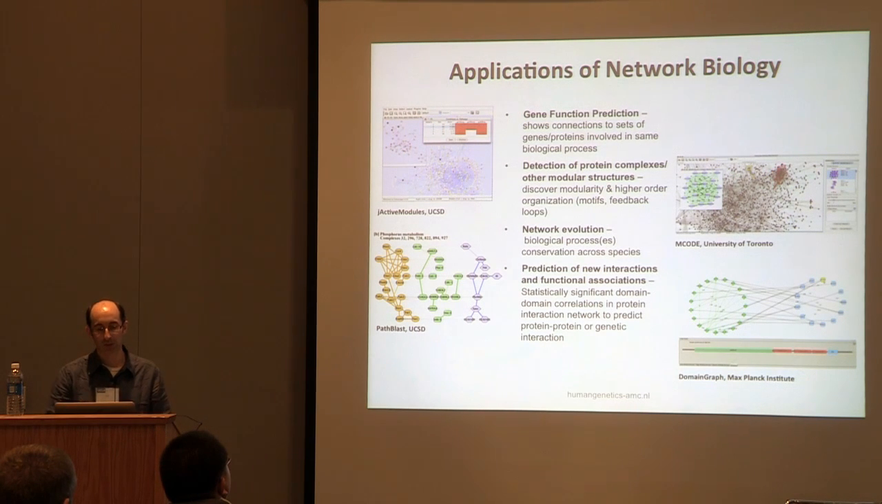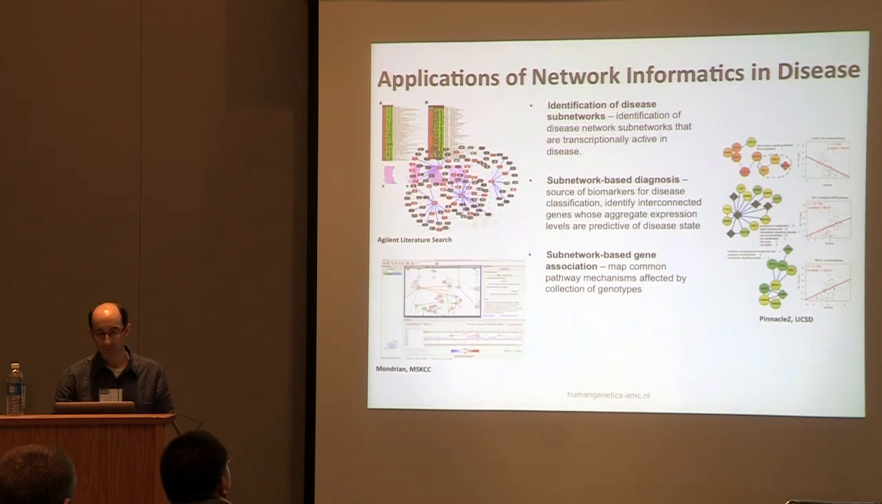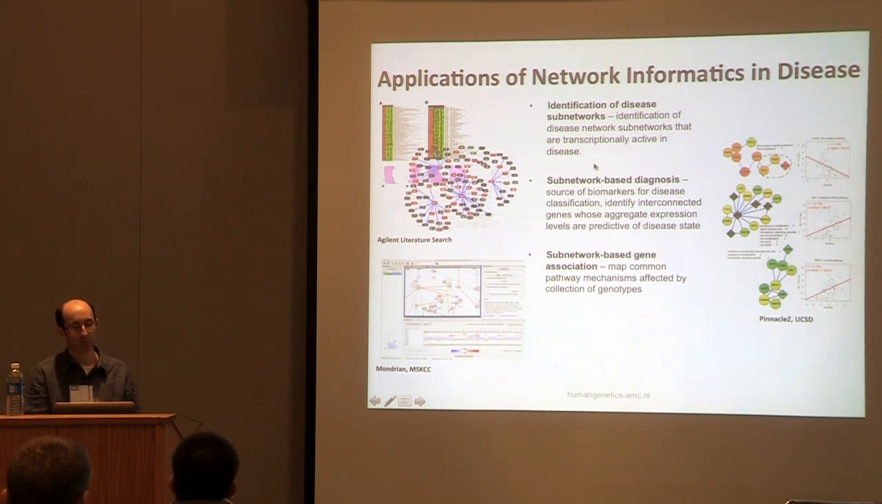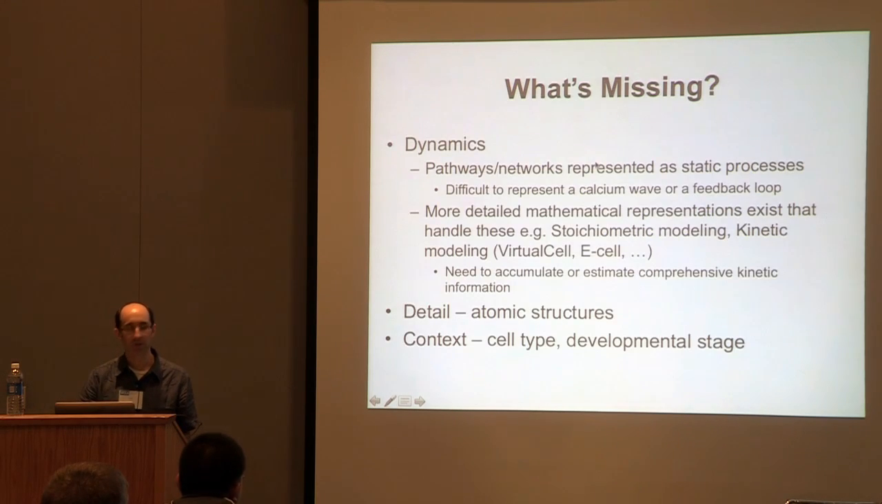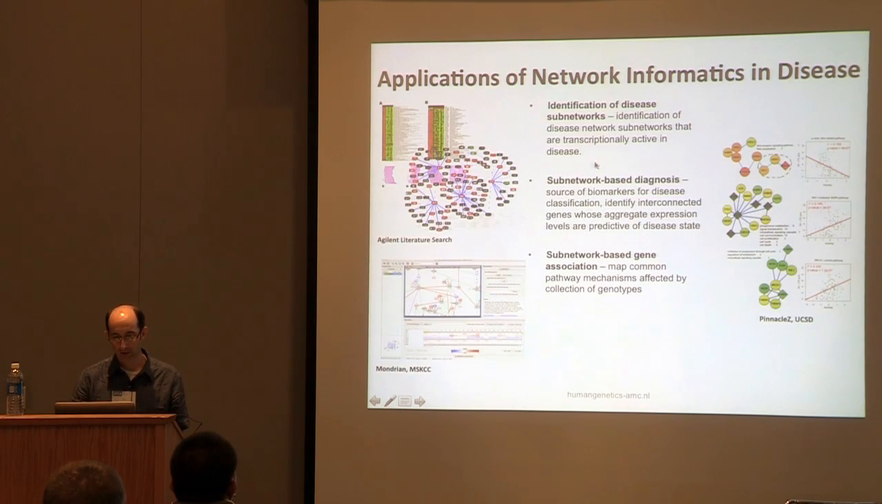Those all give you some clue about the function of a gene. There are also quite a few interesting applications of network analysis in disease: identification of disease subnetworks, whatever those networks might be. Often, from my perspective, people have been looking at protein interaction networks to find modules in these networks that are correlated with subtypes of disease. You might be able to use this for diagnosis as well, and also genome-wide association studies using networks.